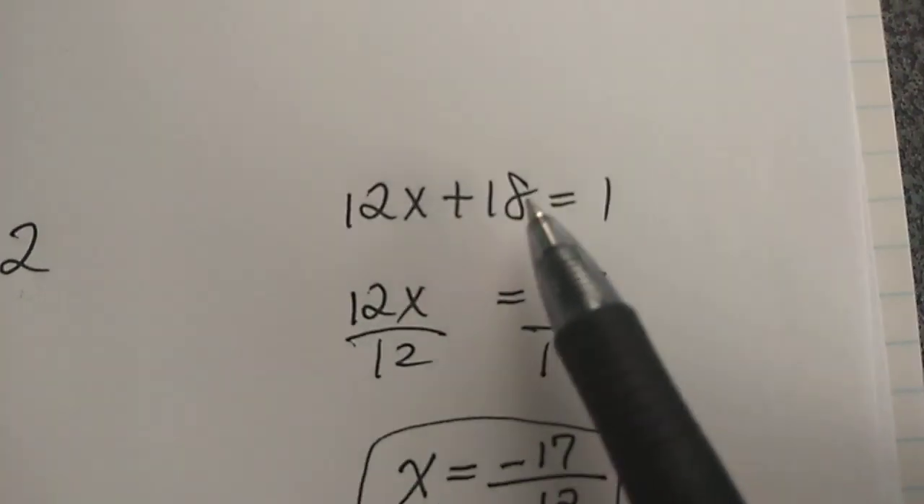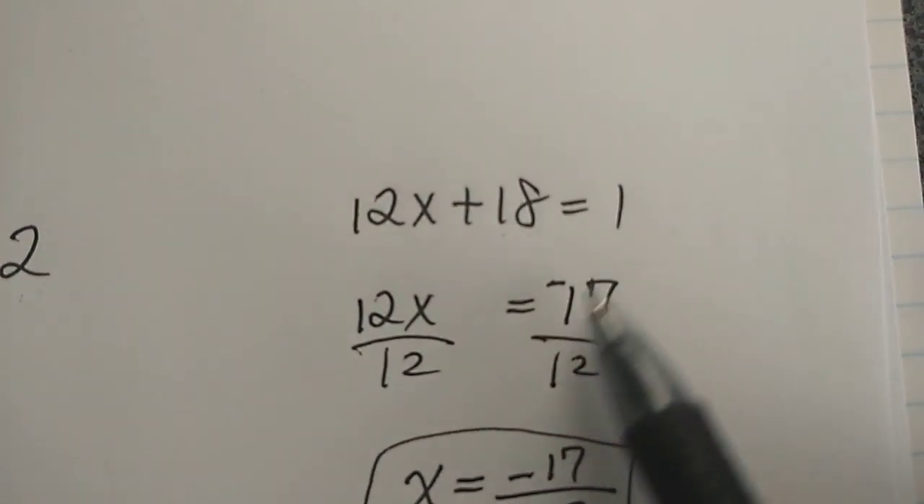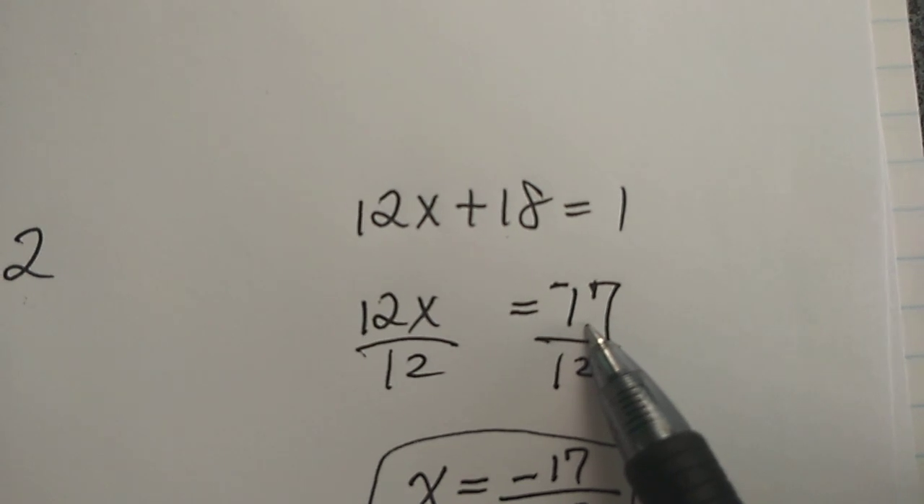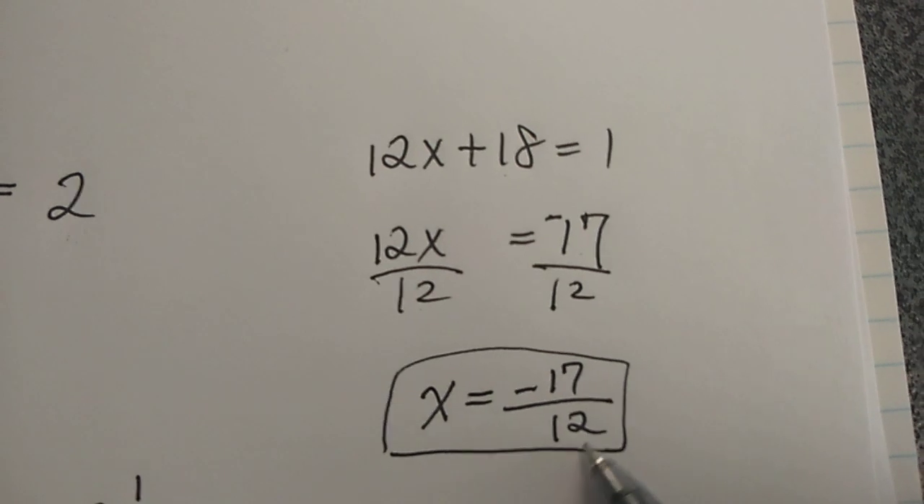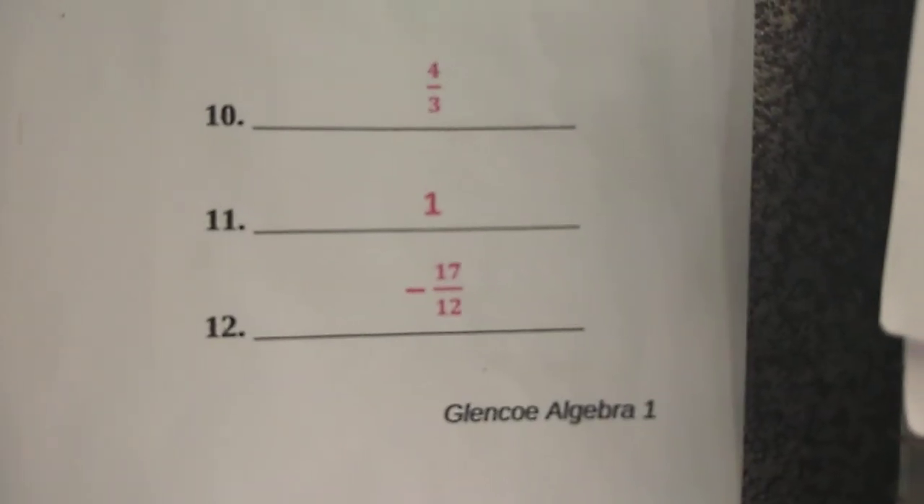Once you do that, you subtract 18 from both sides, you get negative 17 on this side, and then you divide both sides by 12. x is equal to negative 17 over 12. And that's the answer.